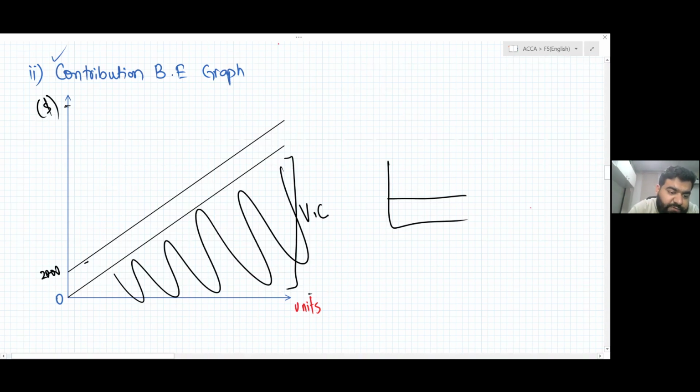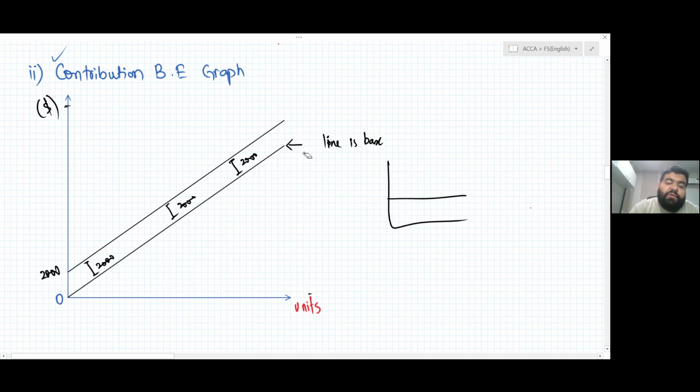Like if you see the difference here, it will be 2000. Here the difference will be 2000. Here the difference will be 2000, because the difference between variable cost and the total, the fixed cost line, is the same. So it's fixed cost, because we are considering this variable cost line as the base. You can't consider this line as a base, because variable cost is already plotted on the graph. So in this contribution break-even graph, your fixed cost line goes upward, not straight as in the fixed cost graph alone. So this is a fixed cost.